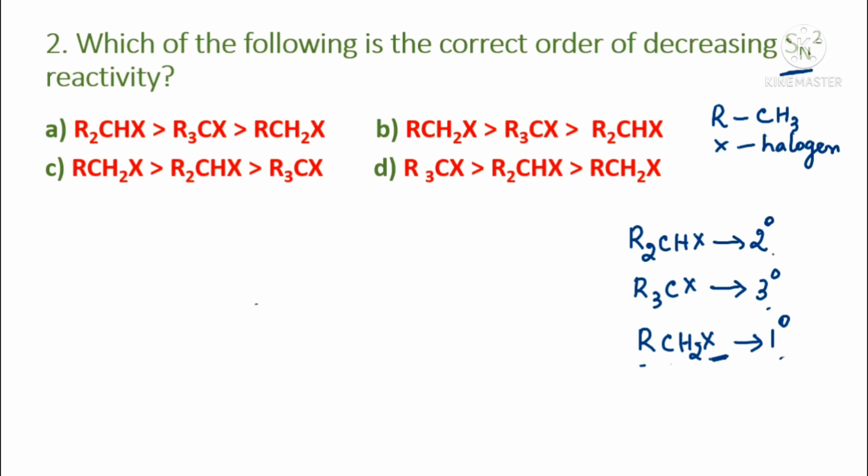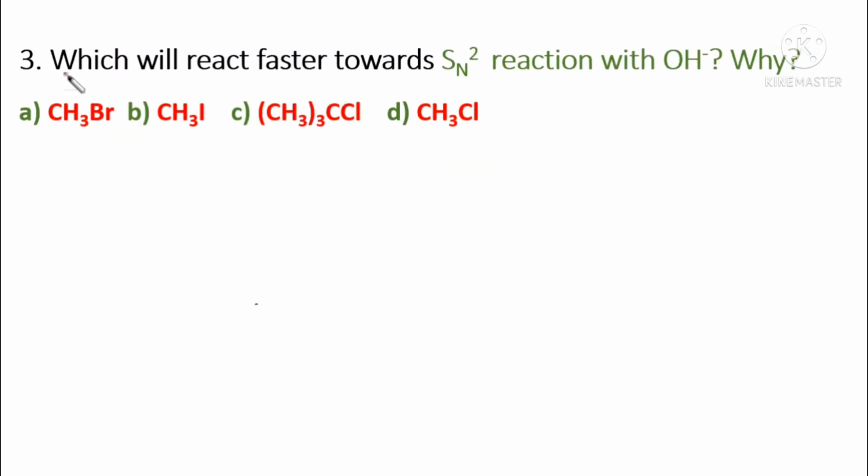This is a primary alkyl halide, this is a secondary alkyl halide, and this is a tertiary alkyl halide. So this is the decreasing order. They are asking you to find the decreasing order of SN2 reactivity. So the primary alkyl halide undergoes it first, then comes secondary, then tertiary. So option C is correct. Understood, students?